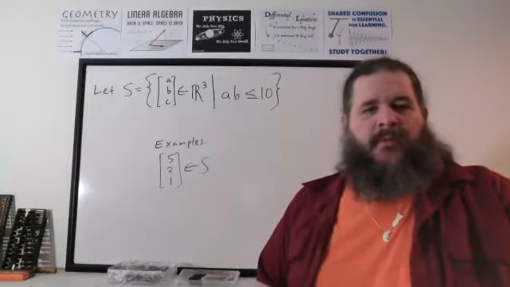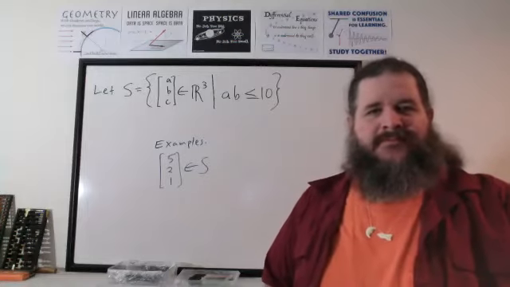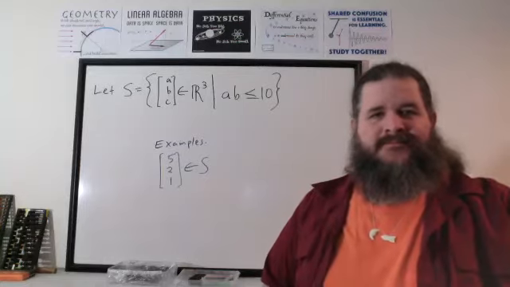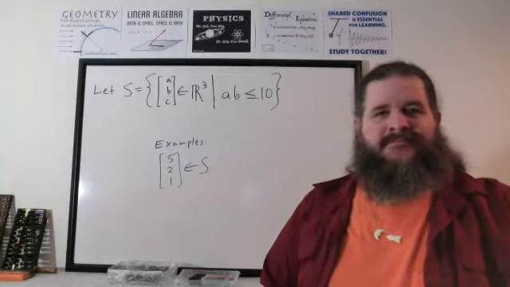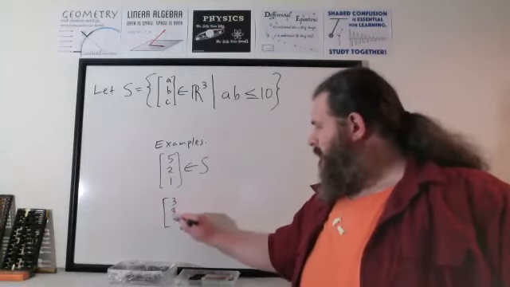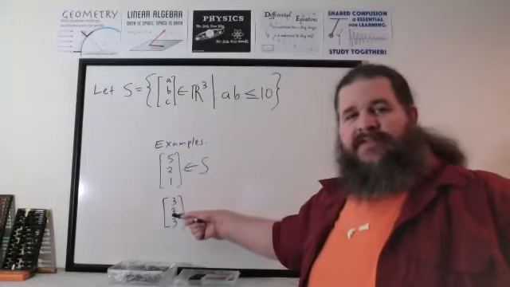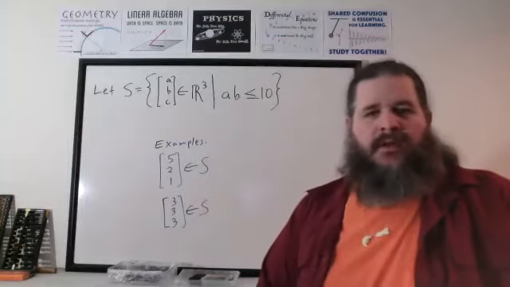What would be a couple more examples of members of set S? 3, 3, 3. Yeah, 3, 3, 3. Because if you look at the top two coordinates, 3 times 3 is less than or equal to 10. So this is a member of set S.